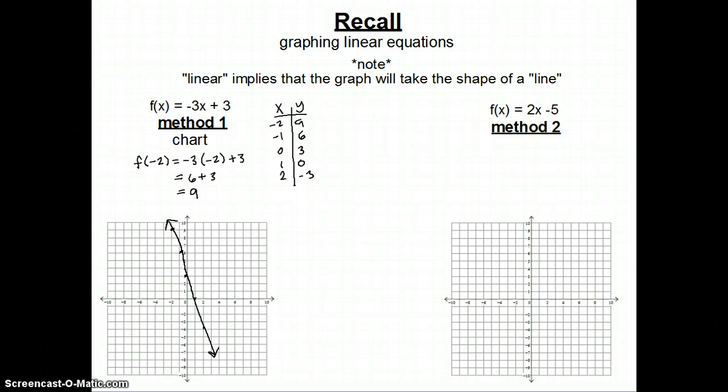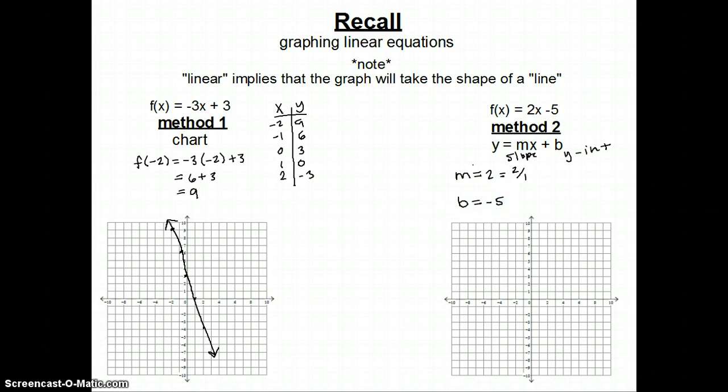Let's move on to method 2, which is the y equals mx plus b method. Remember, we're going to plot slope and our y-intercept to graph this linear equation. The m value is our slope, so we have m equals 2. Remember that is rise over run, so it's going to look like a 2 over a 1. And our y-intercept is b, so b equals -5.